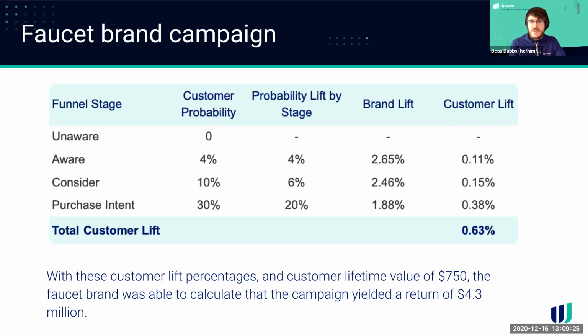And how should you think about this 20% increase? It means if you took 100 people who would consider the brand, you would expect 10 of them to purchase from the brand at some point. If you took another 100 people who intend to purchase from the brand, we would expect 30 of them to purchase from the brand. So if you can move 100 people from consider to purchase intent, you would expect to create the opportunity for 20 new customers.